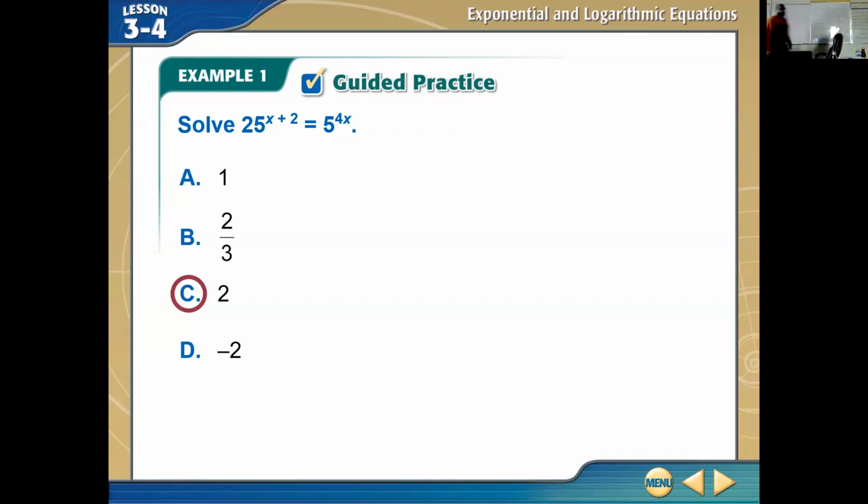I have to clean my board before algebra 2. It's going to be a nightmare. All right.